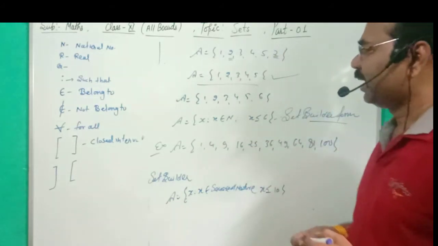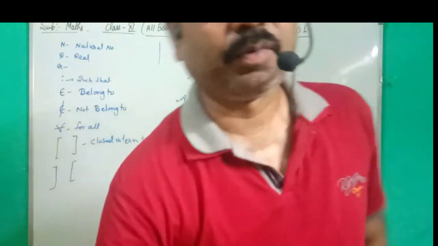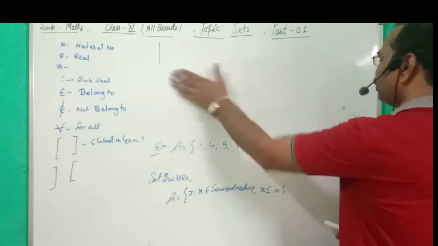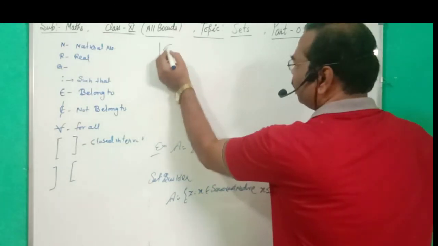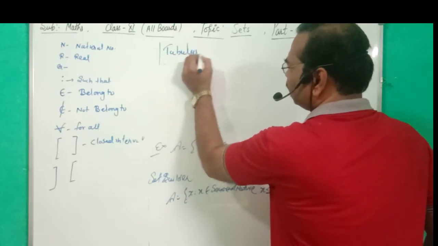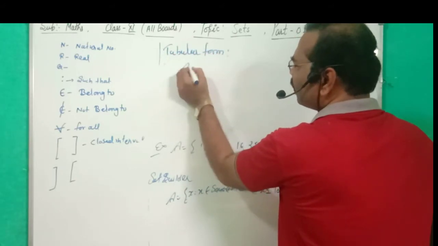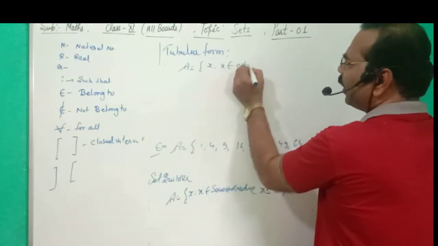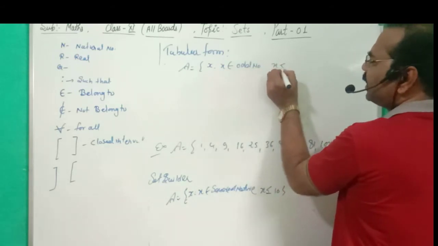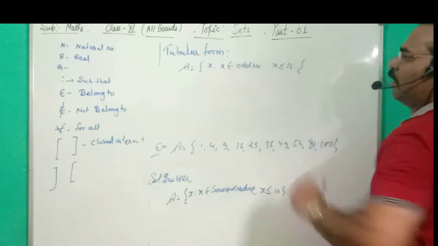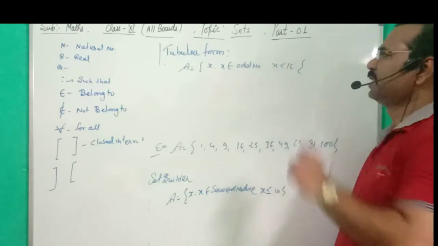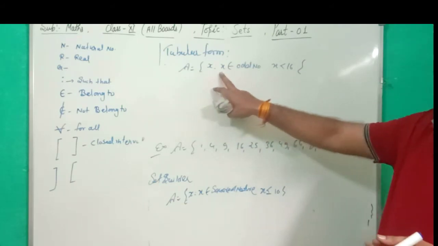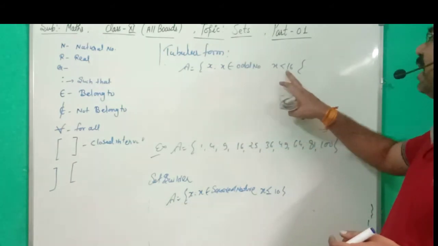Okay, now suppose we take another example for a tabular form. What is a tabular form? Students, look at this. In a tabular form, suppose x such that x belongs to odd numbers which is less than or equal to 16. Suppose you take x less than 16. So you can write it in the tabular form: you are given a set x such that x belongs to odd numbers and x is less than or equal to 16.